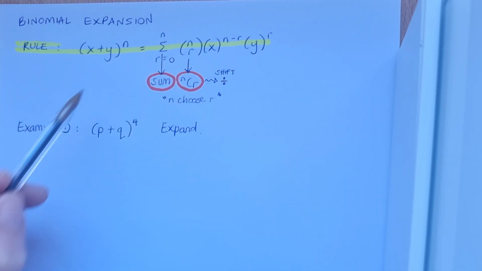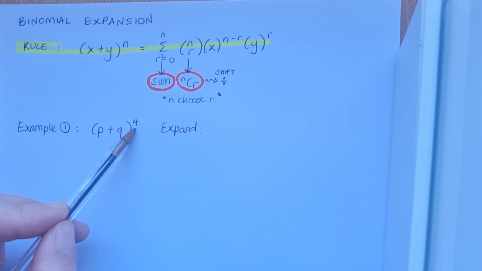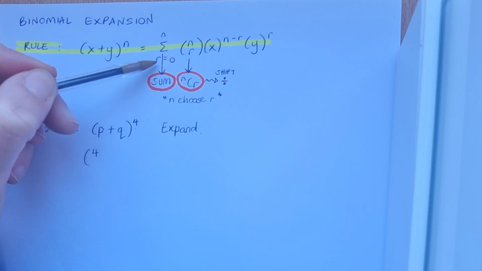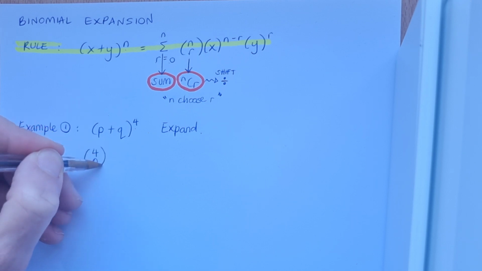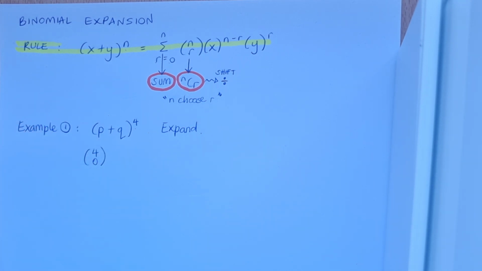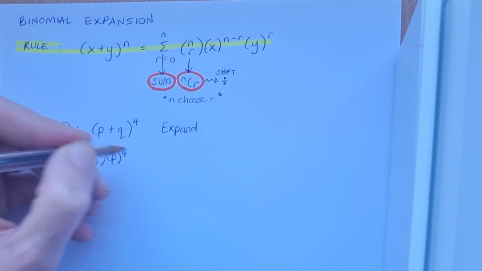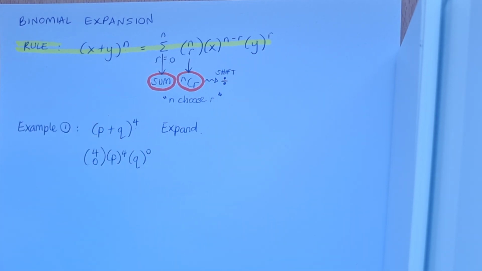Now the n, you can see again in the rule, it's the power on the bracket. So I'm going to use 4, and I'm going to choose r. And you'll notice here in the rule that it says r equals 0. This is your starting value for your r. So 4 choose 0. And then I'm going to break up my bracket, and on the p, I'm going to put a power of 4. And on the q, I'm going to put a power of 0. Okay, this is only the first term now of many.